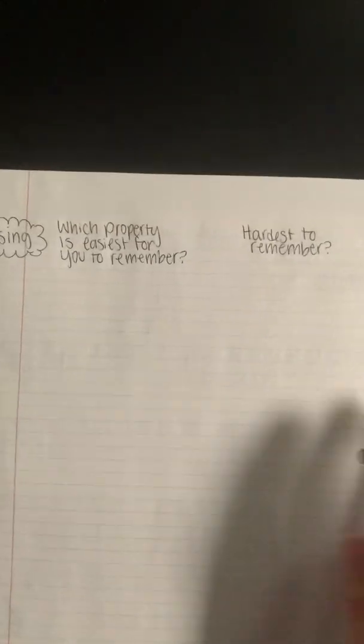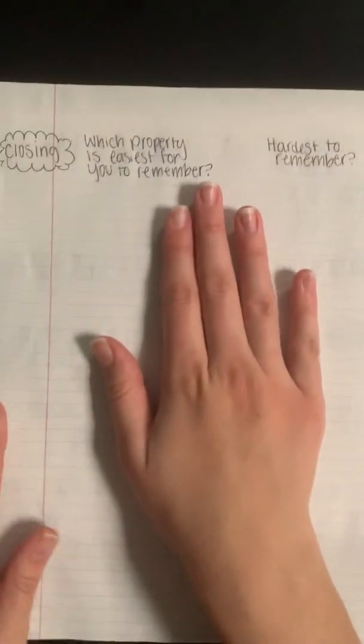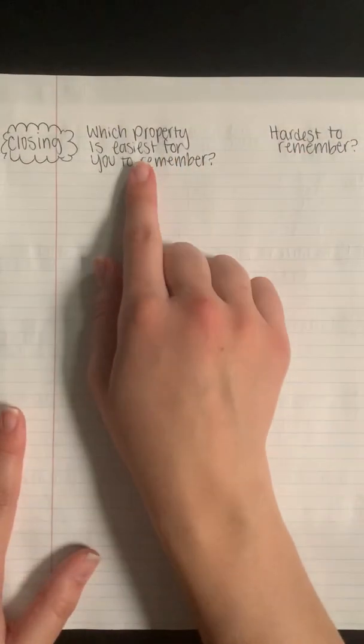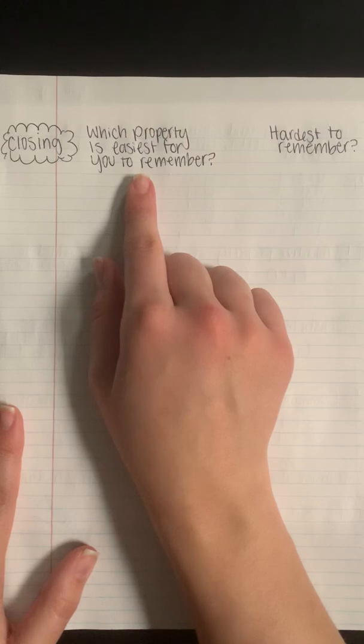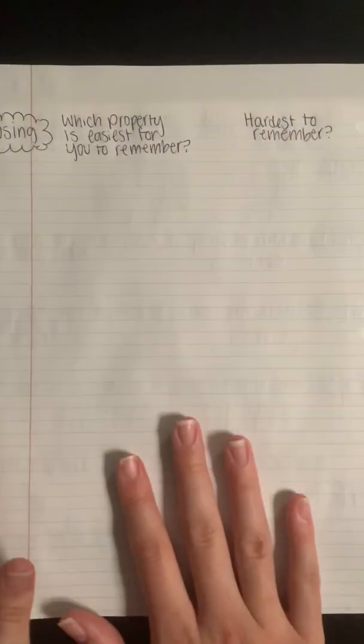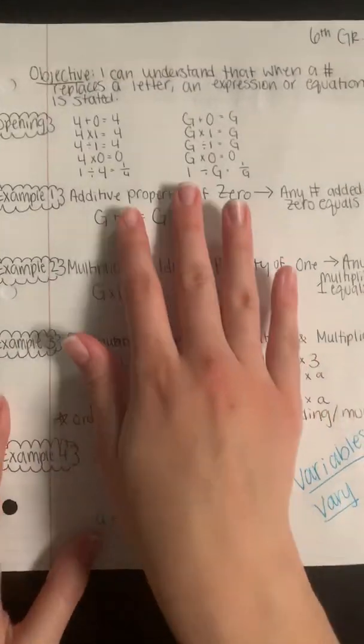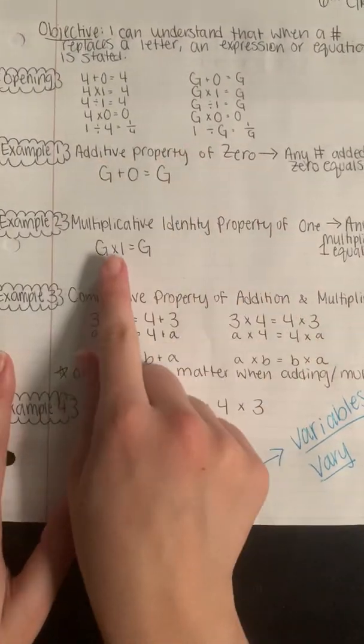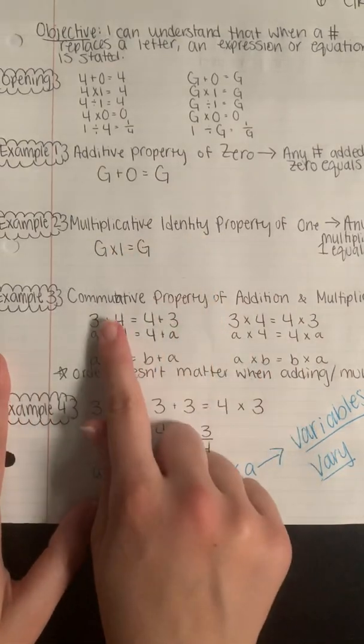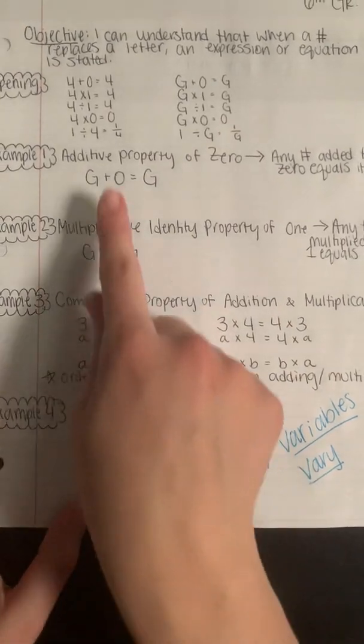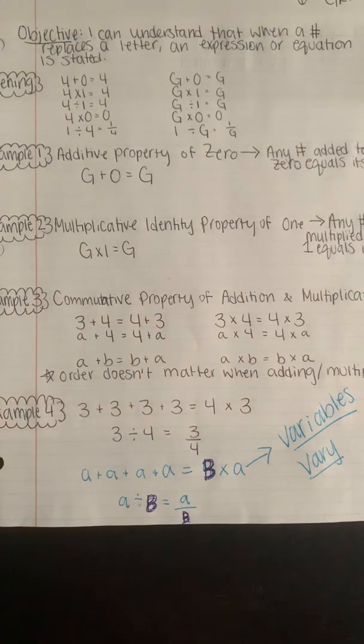We have one little more piece. I just want you to reflect on which property is easiest for you to remember and which one's the hardest for you to remember. I just want you to write down easiest, hardest, and then the names of the properties. So out of all of these properties, the additive, multiplicative, and then the commutative, which one is easiest for you to remember and which one is most difficult for you to remember?